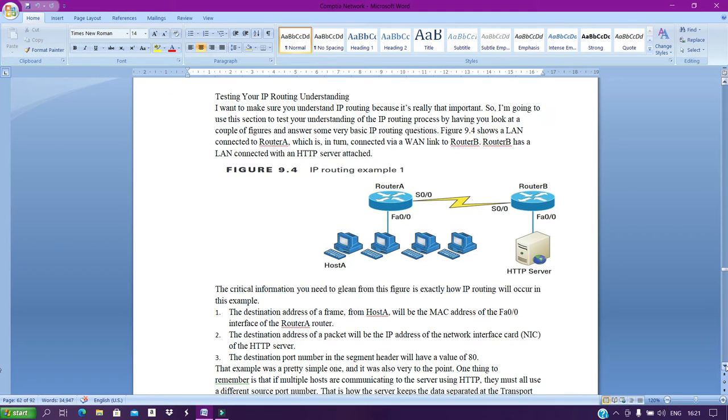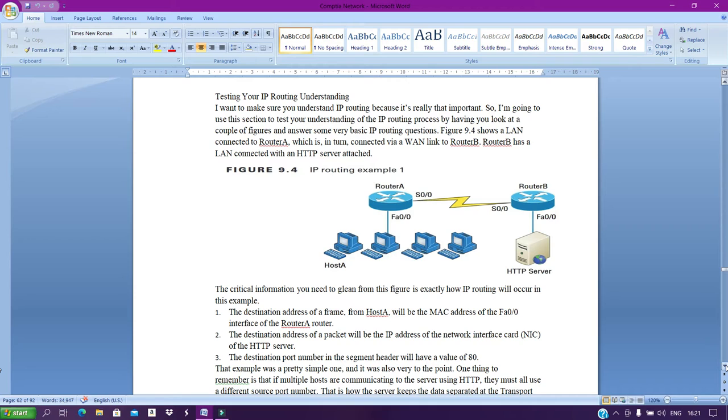Testing your IP routing understanding. I want to make sure you understand IP routing because it's really important. So I'm going to use this section to test your understanding of the IP routing process by having you look at a couple of figures and answer some very basic IP routing questions.